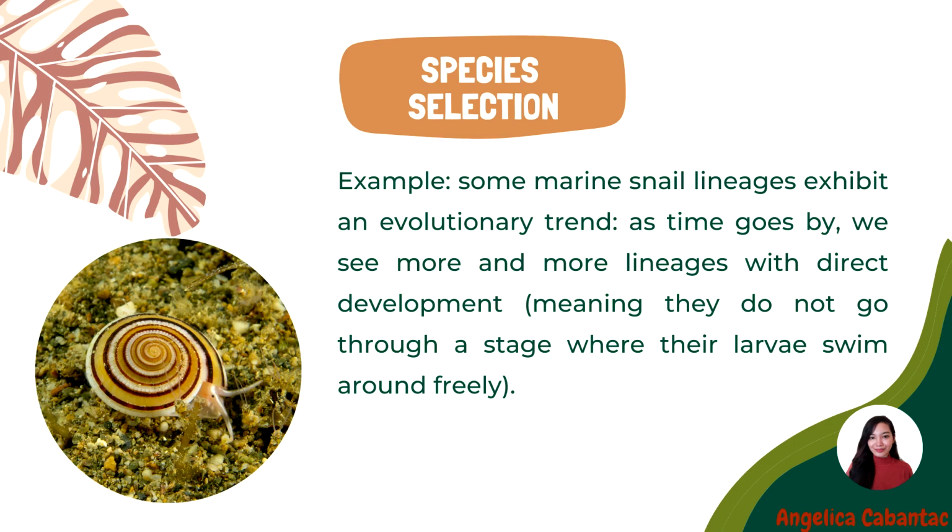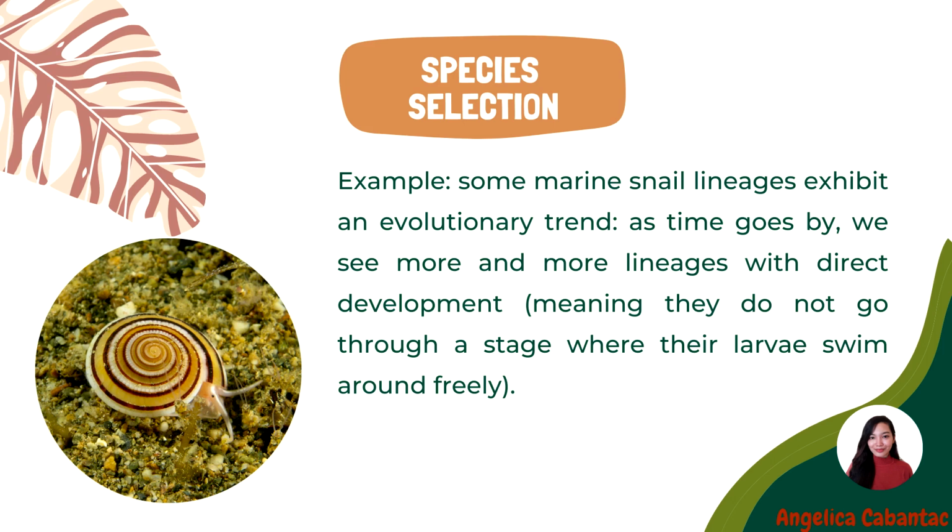Marine snail lineages exhibit an evolutionary trend. As time goes by, we see more and more lineages with direct development, meaning that they do not go through a stage where their larvae swim around freely. Why might this be? If a lineage has direct development, its larvae don't disperse very far. They stick close to home and are isolated from other populations. That means that if some directly developing individuals somehow ended up in a new place, they probably would not get to reproduce with their parent population.